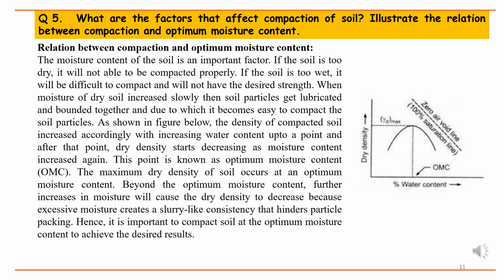As shown in the figure below, the density of compacted soil increases with increasing water content up to a point, and after that point, dry density starts decreasing as moisture content is increased again. This point is known as optimum moisture content, OMC. The maximum dry density of soil occurs at an optimum moisture content. Beyond the optimum moisture content, further increases in moisture will cause the dry density to decrease because excessive moisture creates a slurry-like consistency that hinders particle packing. Hence, it is important to compact soil at the optimum moisture content to achieve the desired results.